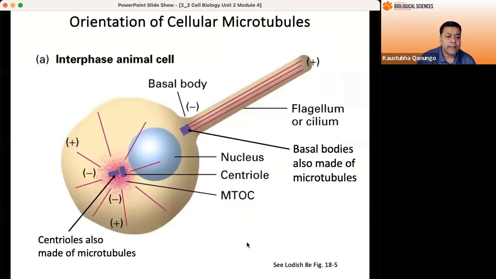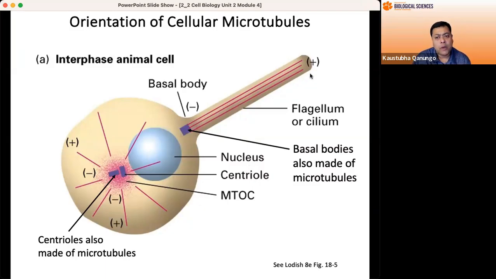So here is an interphase animal cell, which is in a resting phase. What you are seeing is the MTOC, which is the centrioles, which make the microtubule, and you have two of them. And the orientation in a normal cell: the minus end, which is the alpha tubulin end, is towards the MTOC side, whereas towards the cell periphery is your plus end. So it grows from the MTOC towards the cell periphery.